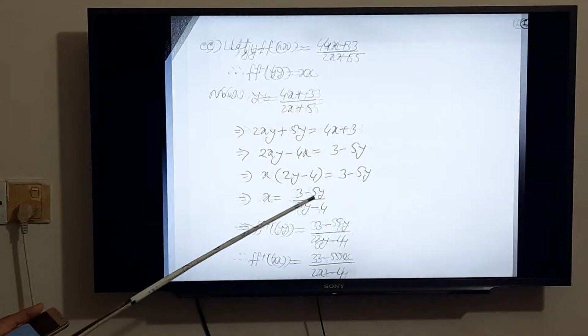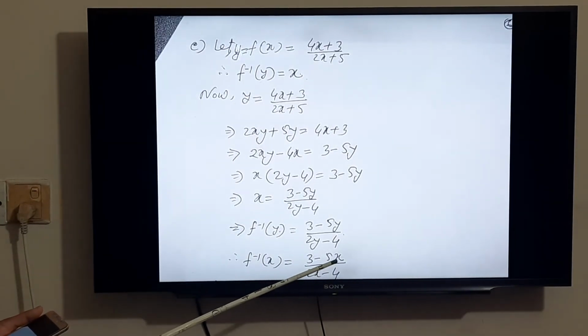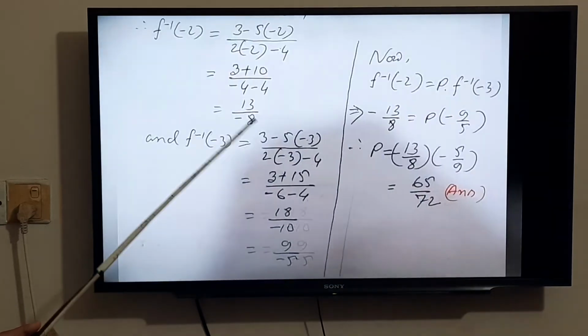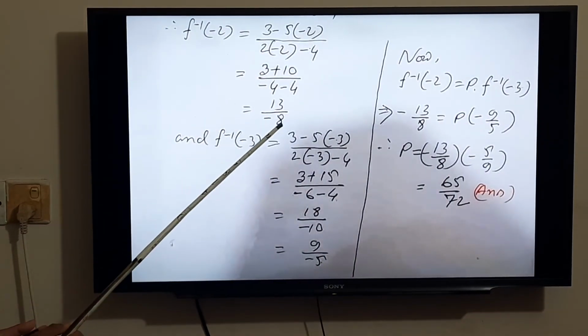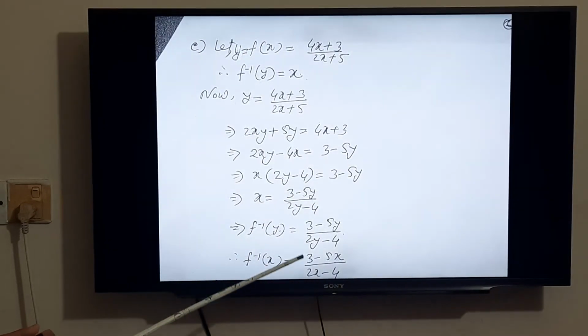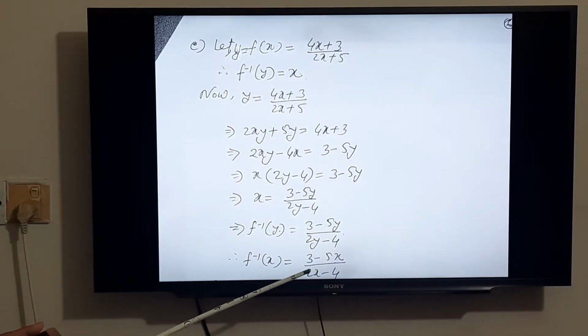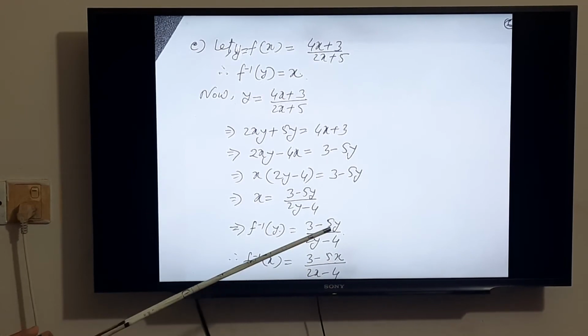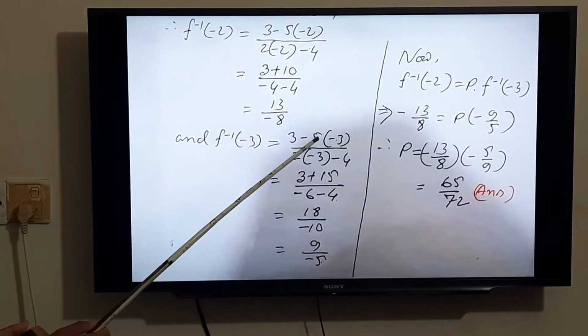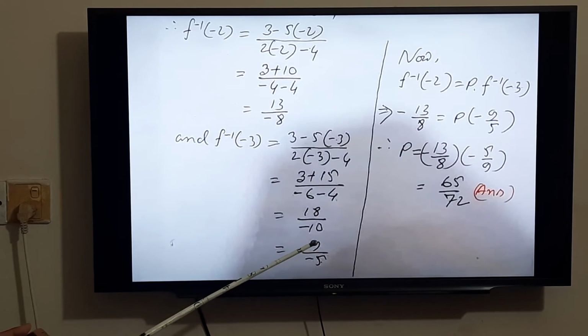If this is f inverse x, now if f inverse of minus 2, then x is replaced by minus 2. After this is our calculation. If f inverse of minus 3, then what will be our calculation? If f inverse of minus 3, then x is equal to minus 3. So this is our calculation. x is equal to minus 3, then 9 divided by minus 5.